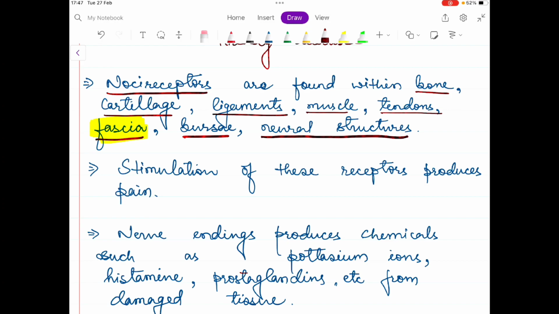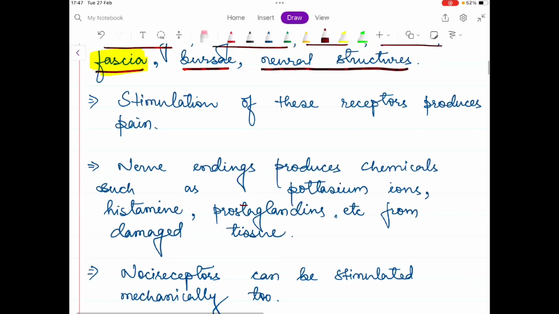So if any of these structures are damaged, then they will produce pain because the nociceptors which are found in these areas are stimulated. So stimulation of these receptors produces pain.